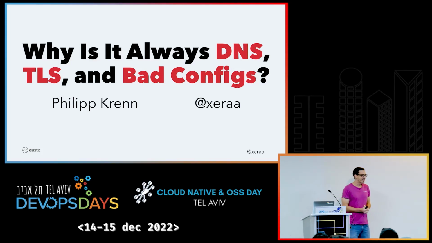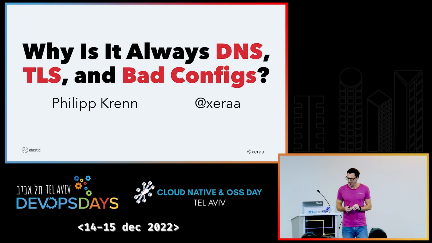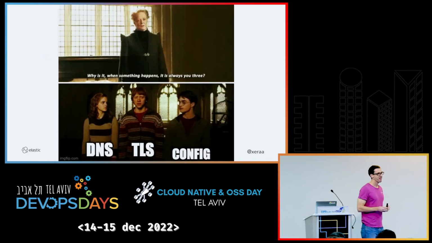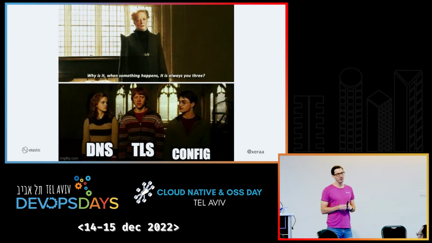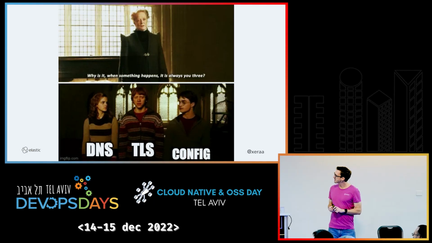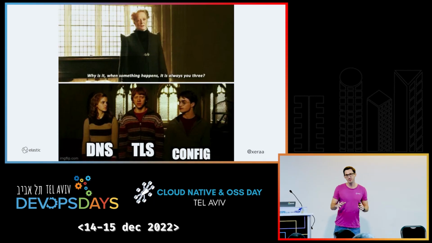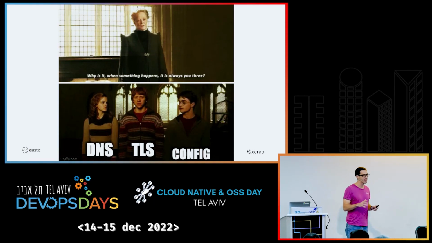So let's see what we can do about errors and why they always happen in the worst possible moment. My talk is called Why is it always DNS, TLS, and bad configs? When I built that talk, what I had in my mind is maybe you remember Harry Potter. There were always these three. When something bad happened, it was always these three. There was this scene where McGonagall asked, why is it always the three of you? And while they didn't do all the bad stuff themselves, they were always good indicators that something was up.